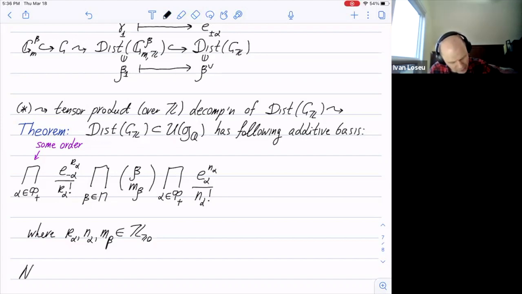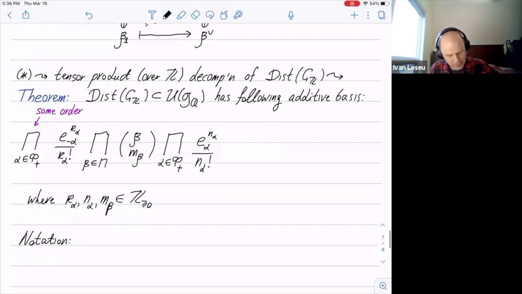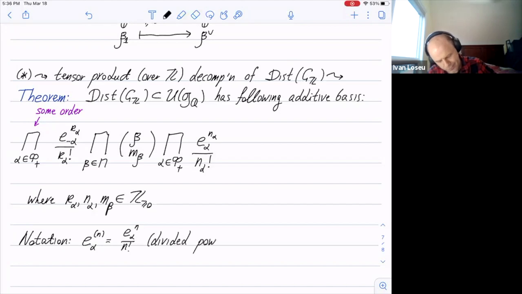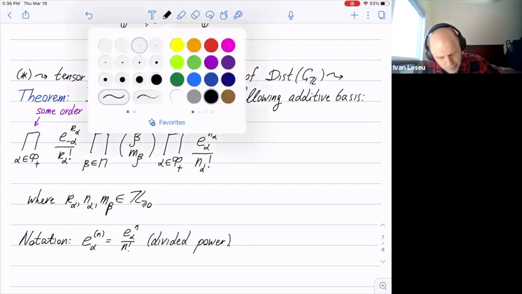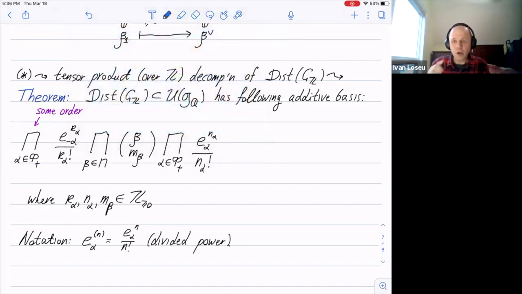And maybe for future use, let me introduce some notation. And the notation is E to the power n, or maybe alpha to the power n, in round brackets, is E alpha to the n over n factorial. That's the divided power. All right. This finishes our discussion of distribution algebras as such.